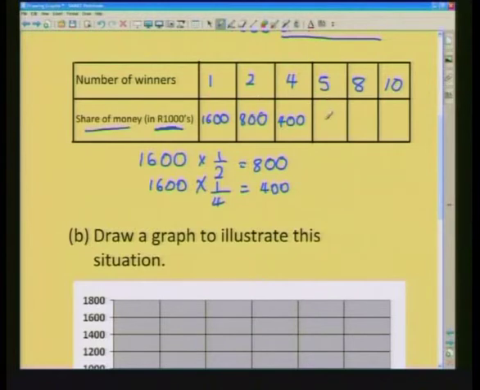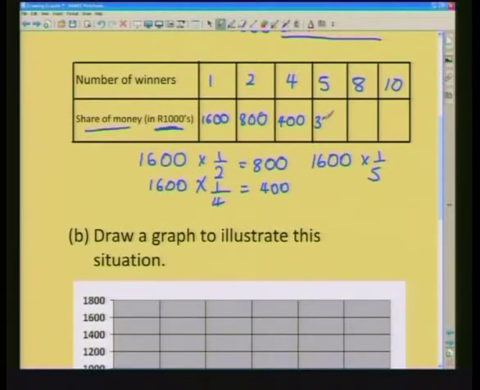And obviously, if you times it, you always will get back to the original amount. 4 times 400,000 will get me to 1.6 million. 5 winners, we do exactly the same thing. Take the 1,600 times by a fifth. You get the idea. So for the rest of them, I'm just going to fill it in.